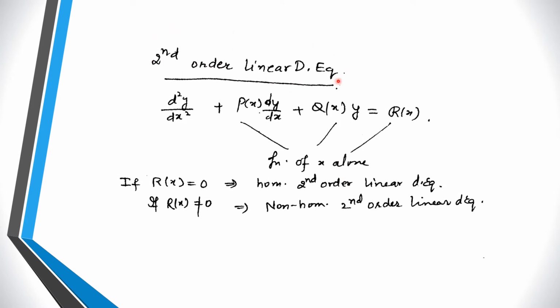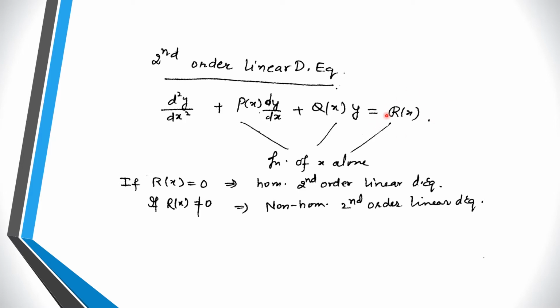Second order linear differential equation is of the form d2y by dx square plus P(x) dy by dx plus Q(x) y is equal to R(x). Here P(x), Q(x) and R(x) are functions of x alone. So this coefficient should be 1. If it is not 1, you just divide by it and make it 1. So any general form of second order linear differential equation is this.